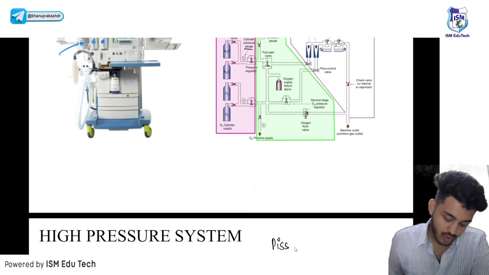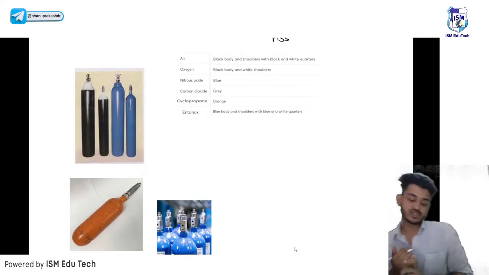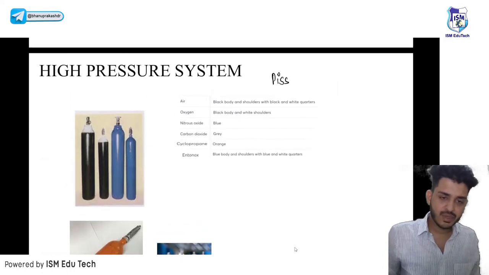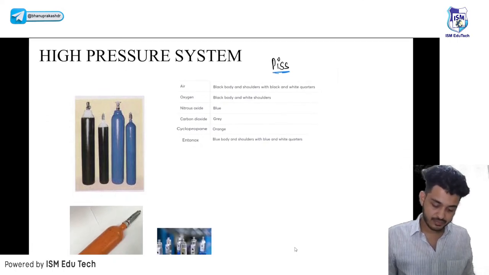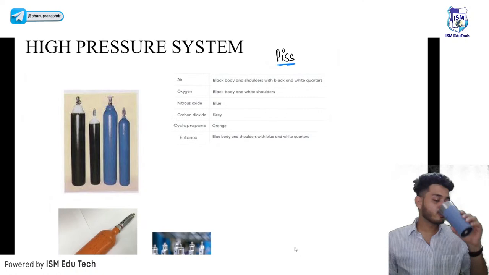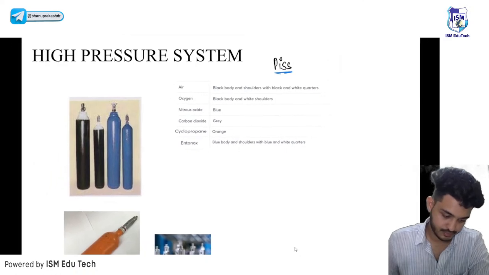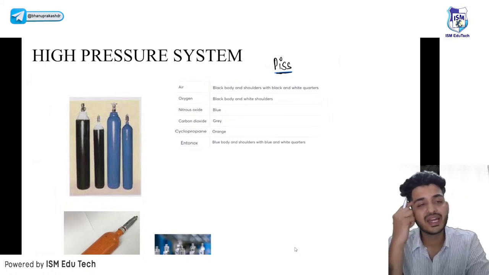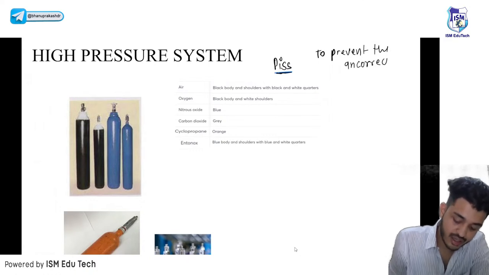Okay, so let's talk one by one about the important parts of the high pressure system. First will be the high pressure system. There are multiple parts we need to remember, such as the pin index safety system. Why do we need the pin index safety system? What is the function of pin index safety? It is to prevent incorrect attachment, incorrect attachment of the cylinder.